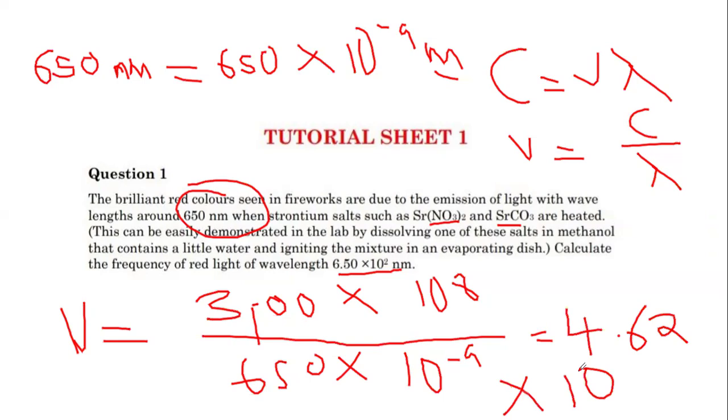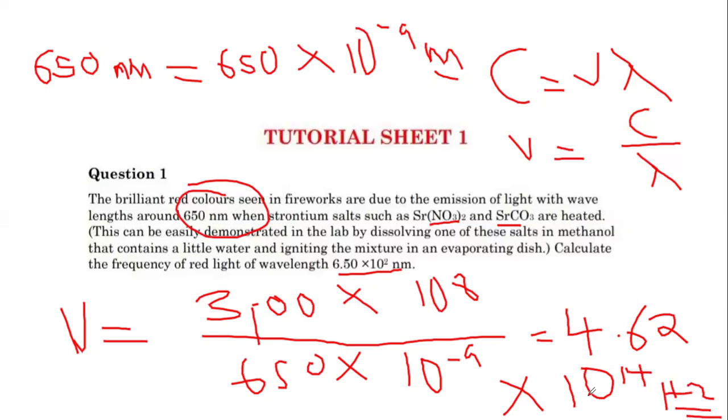Okay, to the power, how many decimal places? 1, 2, 3, 4, 5, 6, 7, 8, 9, 10, 11, 12, 13, 14. Okay, so I'm moving 14 places. So this will be 10 to the power 14 hertz. Okay, so that is our frequency there using our formula.